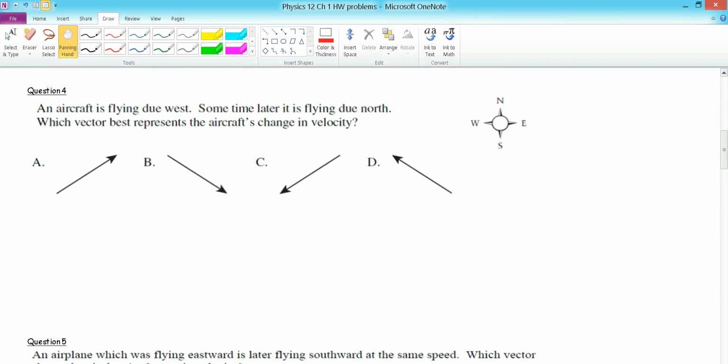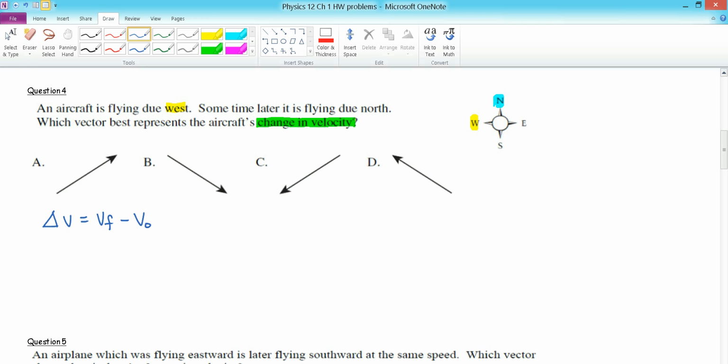All right, moving on to question number 4. An aircraft is flying due west. So west is in this direction right there. Sometime later it is flying due north. So due north. Which vector represents the aircraft's change in velocity? All right, so this question is asking for a change in velocity. So change in velocity, delta V, that's the same thing as your final velocity minus your initial velocity. All right, so we need to find a diagram that represents a change in velocity.